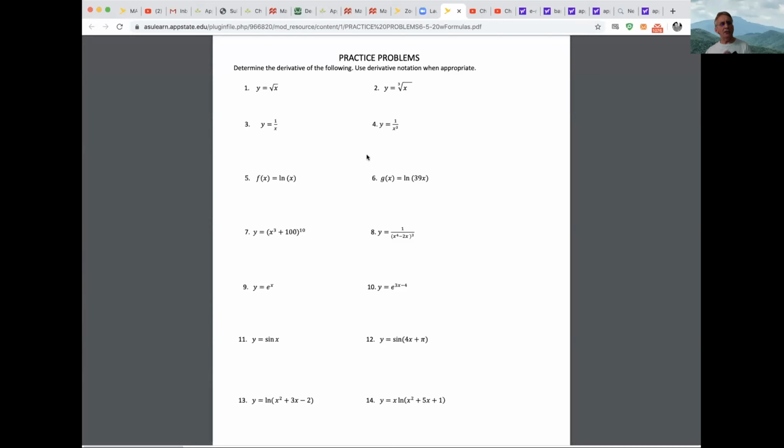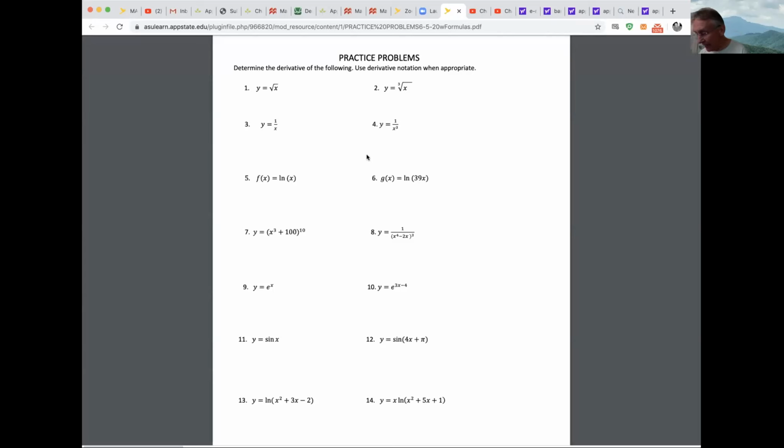So let's look at the top 4 problems here. I did the first one. We did something similar to the second one, so make sure you do that. Now, look at number 3 and number 4. Notice what we've got here.